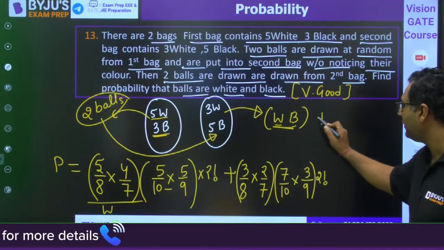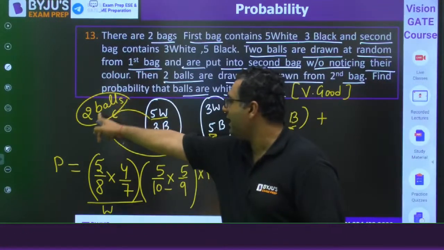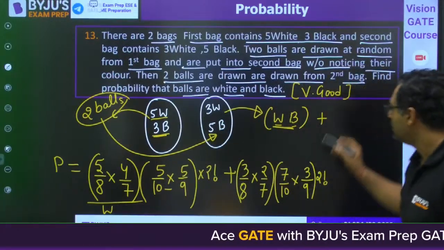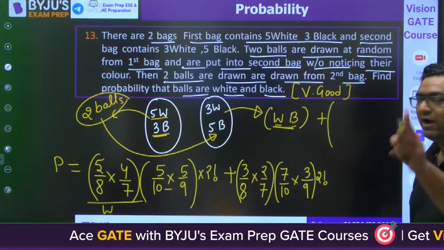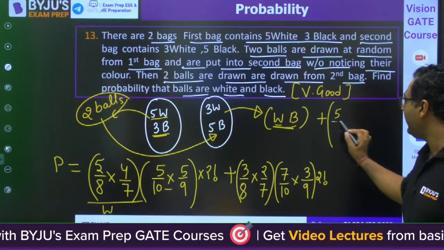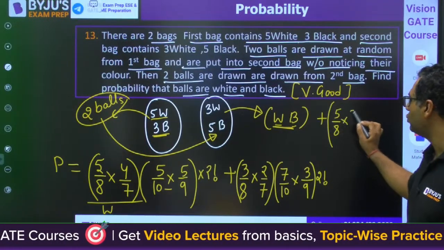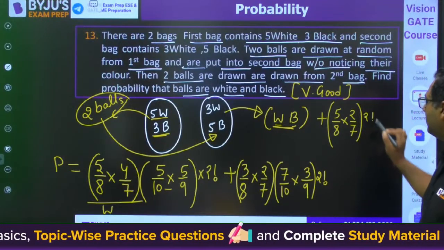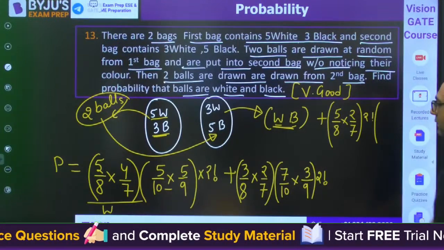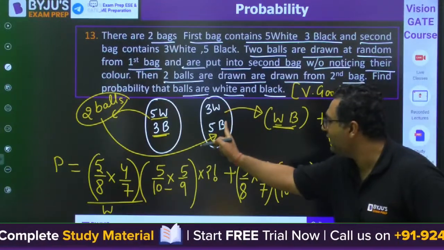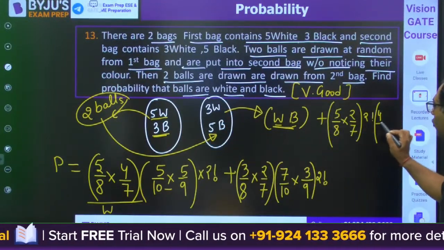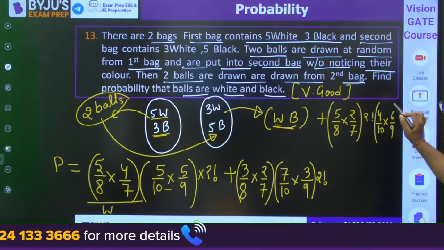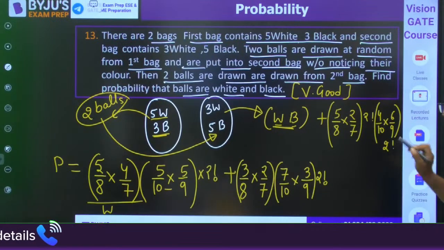Third case can be, I am taking 1 white, 1 black out, putting it here, and here also I am getting 1 white, 1 black. So for that, what I will write? 1 white, 1 black. 5/8 into 2/7. This can be done in 2 factorial ways. Maybe first one is white, second one is black. Then now 4 white, 6 black. 4/10, 6/9. This can also be done in 2 factorial ways.